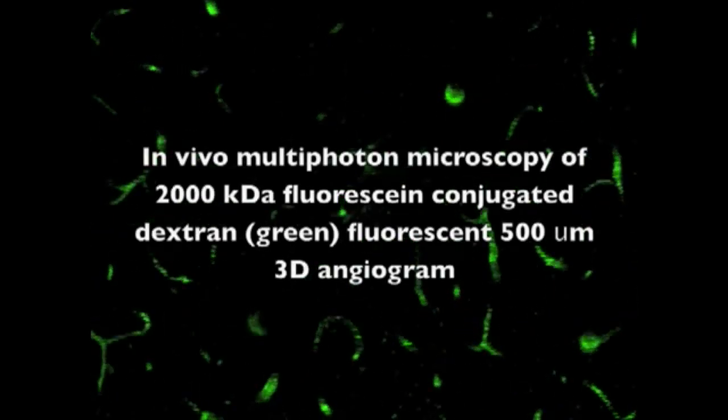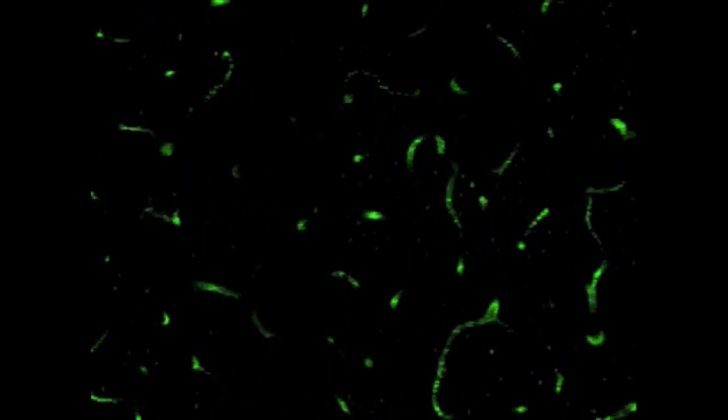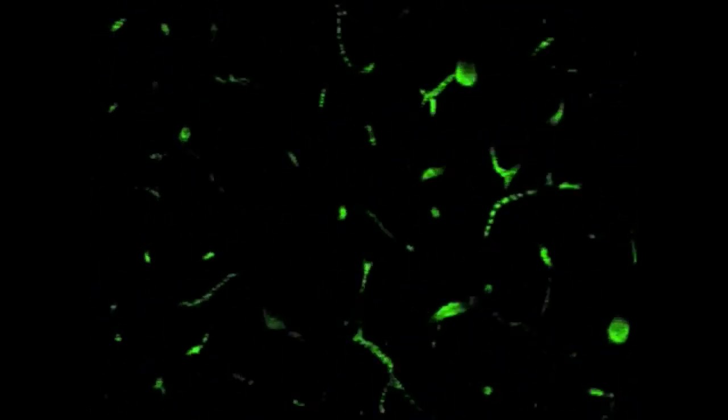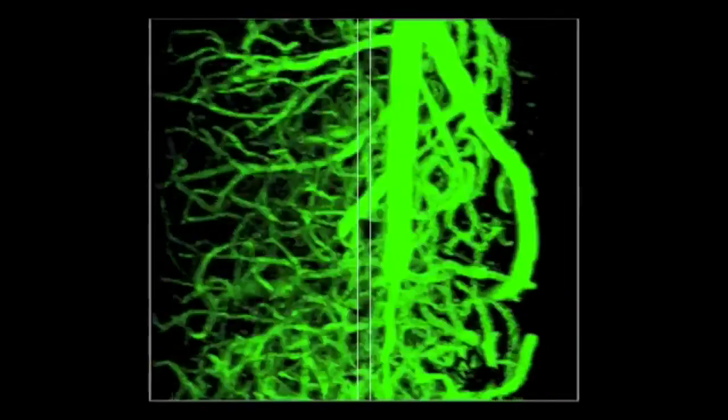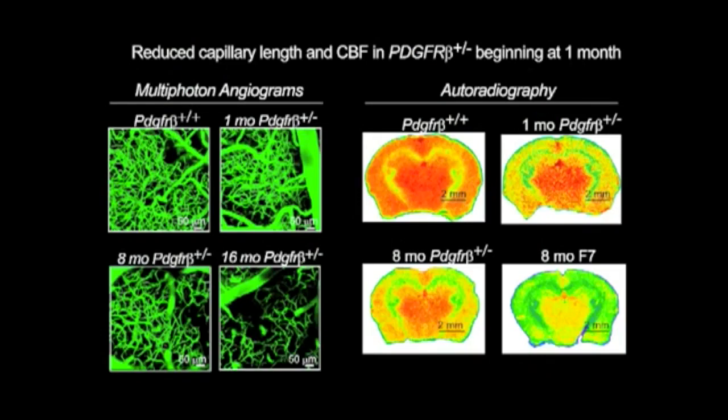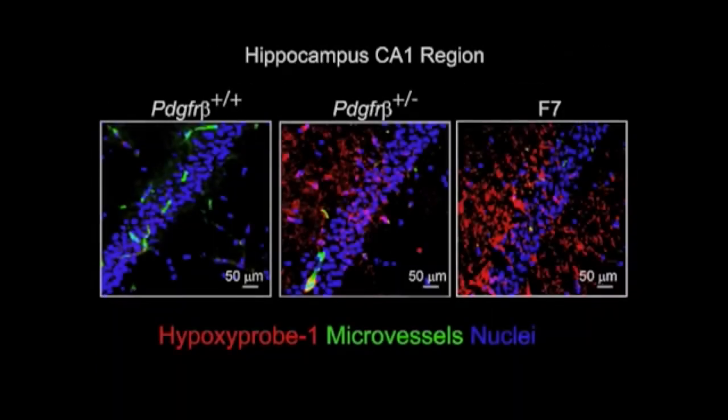Using in vivo multiphoton microscopy as shown here, we were able to generate 500 micron thick Z-stack fluorescent angiograms after a tail vein injection of 2 million Dalton fluorescein conjugated dextran. We found a significant reduction in the length of perfused capillaries, which corresponded to reduced cerebral blood flow measured by autoradiography, beginning at 1 month of age in parasite-deficient mice.